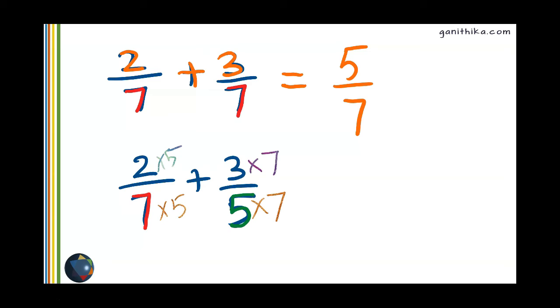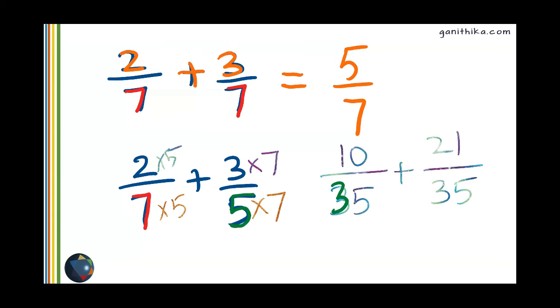Now since you are multiplying the denominator, you have to multiply the numerator as well, because that maintains the balance. So the 2 in the numerator of the first fraction is also multiplied by 5, and 3 in the second fraction is multiplied by 7. Therefore, since we are changing the denominators to be equal, the numerators also change, which now become 10 and 21, and both the denominators are now 35.